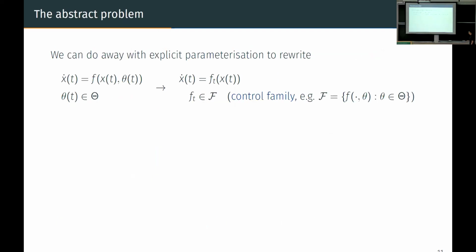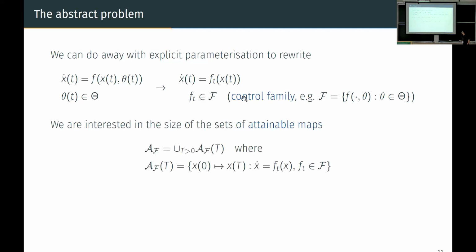Okay, so how can we formulate this as an abstract problem? First of all, we can do away with explicit parameterization and just introduce this f_t, which is your control vector field, which is chosen from some family of vector fields. We call it curly F. So you can think of this curly F as just one way to write all these parametric functions, but we can consider very general curly F. And we call this a control family. So we are basically interested in the size of these attainable maps, which are just all the flow maps that can be represented by a dynamics here, where the right-hand side comes from this family of controls.